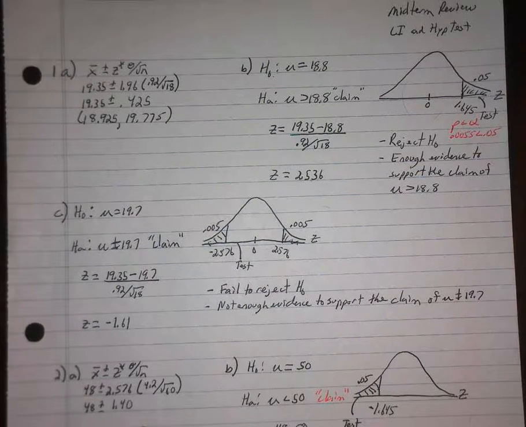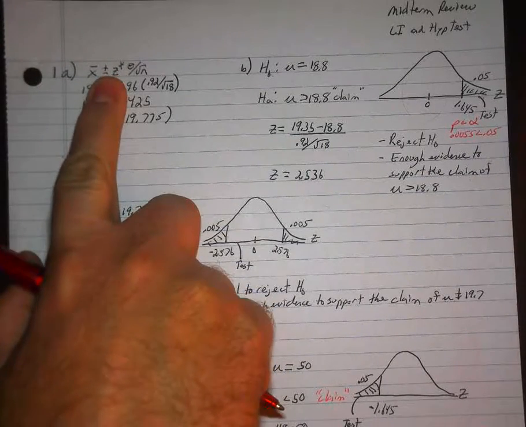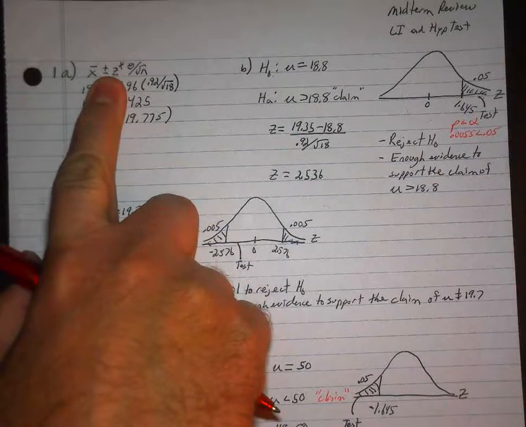Okay, here are the solutions to your midterm review for confidence intervals and hypothesis tests. The first one, we need to construct a confidence interval for the mean amount of air that a balloon holds.